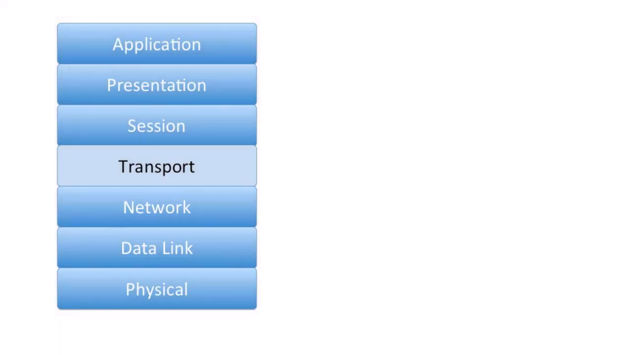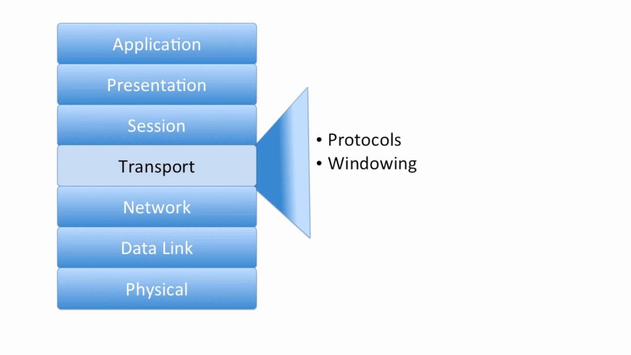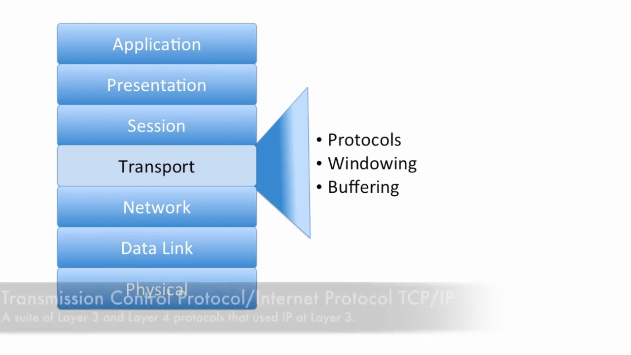Let's take a look at what's going on at layer 4, the transport layer. At the transport layer, three primary things that we're concerned with are protocols that reside at the transport layer. We need to talk about windowing and also buffering. First of all, let's consider just a couple of protocols. There are multiple protocols that reside at this layer, by the way. However, our main focus in our studies, these days anyway, is focused on TCP/IP.